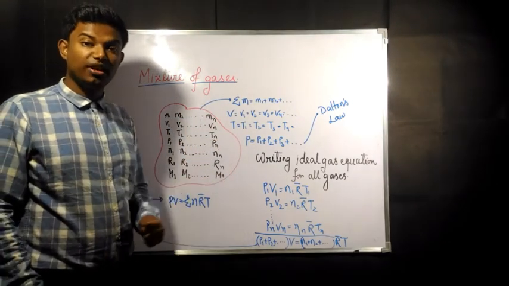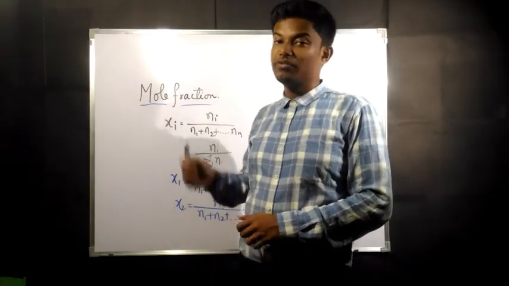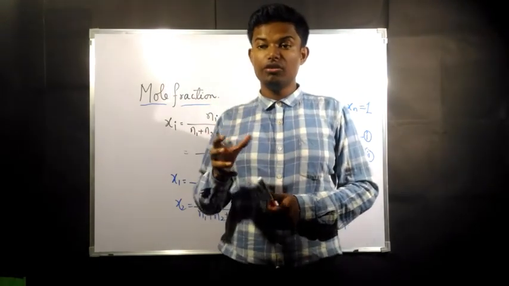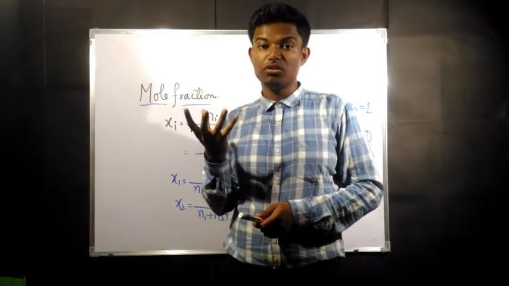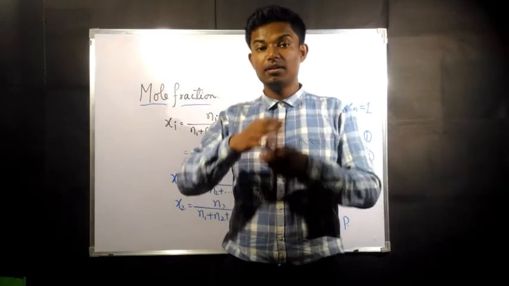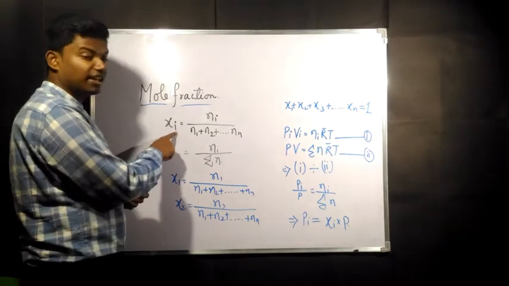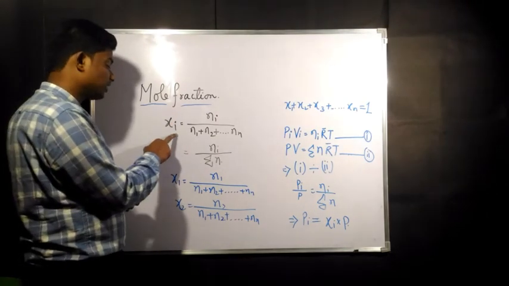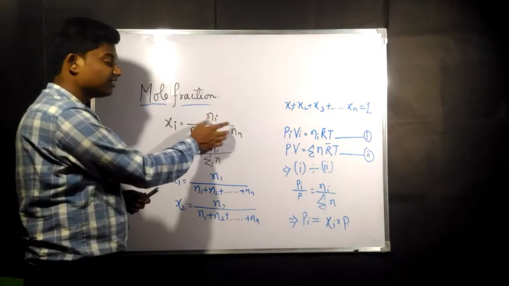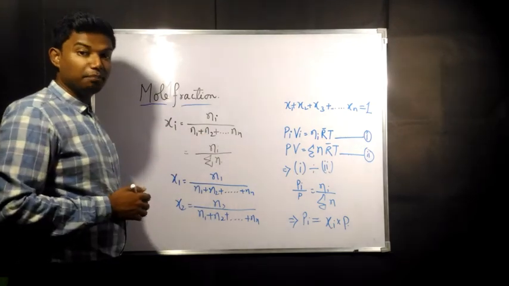Now we will see mole fraction. Okay, the next thing would be mole fraction. Now what is a mole fraction? Mole fraction is nothing but the ratio of the number of molecules of a particular gas divided by the whole number of molecules in that mixture of gases. Okay, for example, if we need to find the mole fraction of an individual gas, then it is the ratio of the number of molecules of that gas divided by the total number of molecules of all the gases in the mixture.